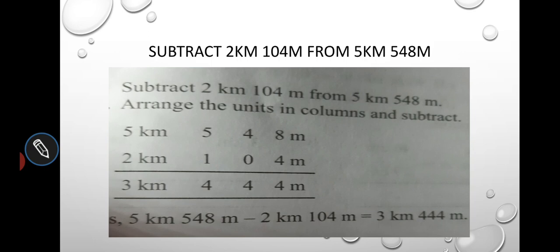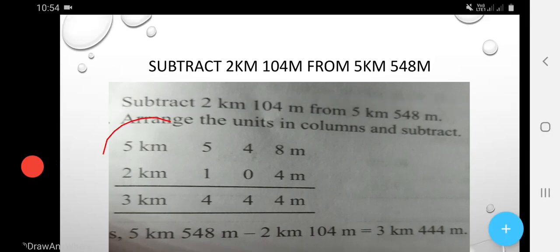Here, I mention the method. What is the method? Subtract 2 kilometer 104 meter from 5 kilometer 548 meter. Arrange the units in columns and subtract. Here I have arranged them in columns, that is, I have made two columns. One column is for kilometer and the second column is for meter. I arrange the units, and then I perform subtraction.